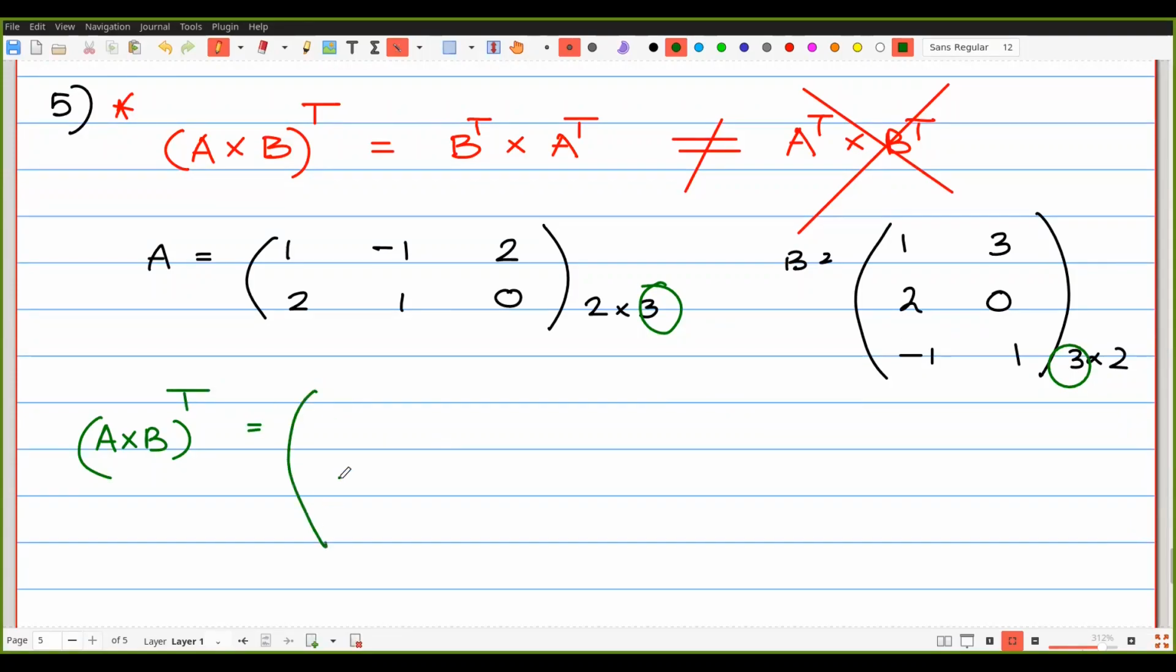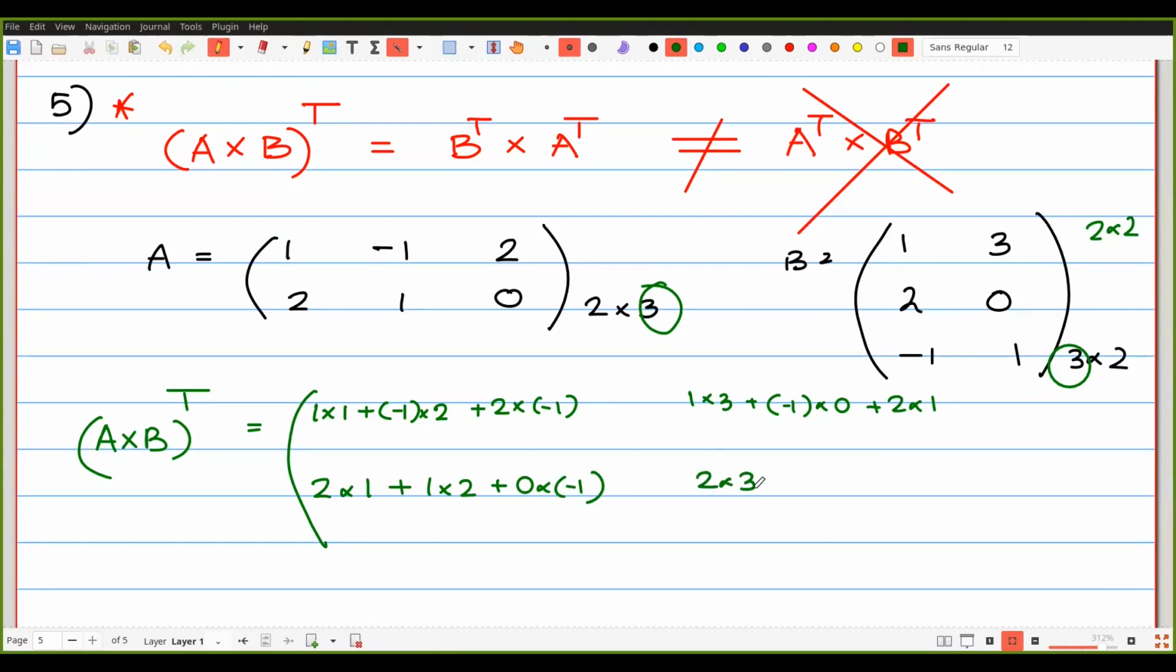So at first we are doing the multiplication. What should be the resultant matrix? That must be 2 cross 2. Okay, so here 1 into 1 plus minus 1 into 2 plus 2 into minus 1. 1 into 3 plus minus 1 into 0 plus 2 into 1. Then 2 into 1 plus 1 into 2 plus 0 into minus 1 and 2 into 3 plus 1 into 0 plus 0 into 1.